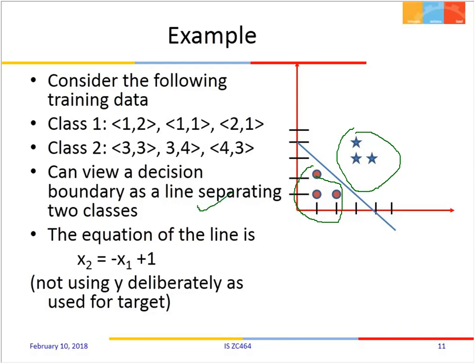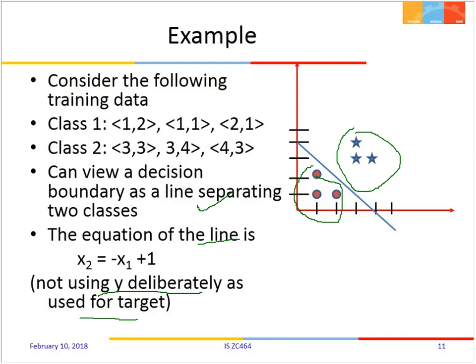The equation of the line is x2 equals minus x1 plus 1, right? You can take this or plus 4. I am not using y deliberately, as we use y to represent the class label, which is the output. So I will use y as class 1, or y as class 2. That is why I have not used y in the equation of the line.